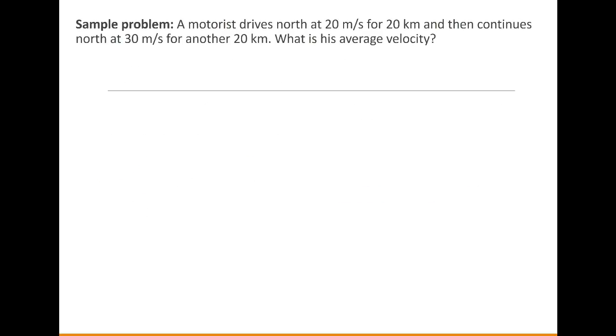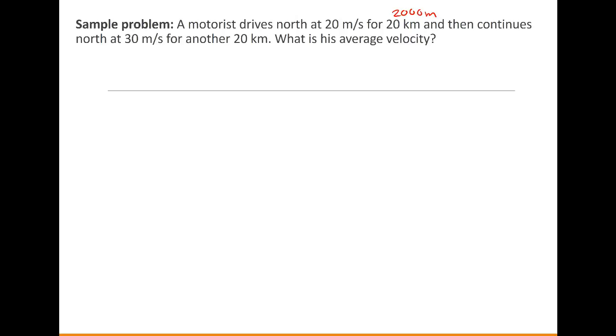So for example, we have a motorist that's going to drive north at 20 meters per second for 20 kilometers, so that's 2,000 meters. And then they're going to go north at 30 meters per second for another 20 kilometers. So what's the average velocity?